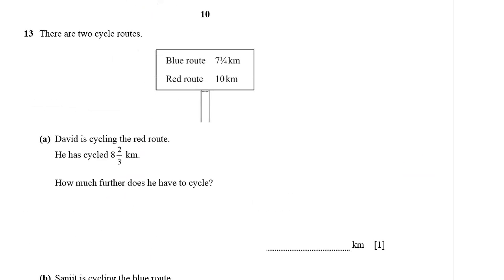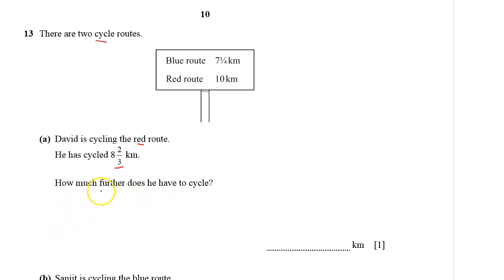Question number 13. There are two cycle routes. We have a blue route, which is 7¼ kilometers. We have a red route, which is 10 kilometers. David is cycling the red route. He has cycled 8¾ kilometers. How much further does he have to cycle? Red route is 10 kilometers. So he has already done 8¾. How much further does he have to cycle?